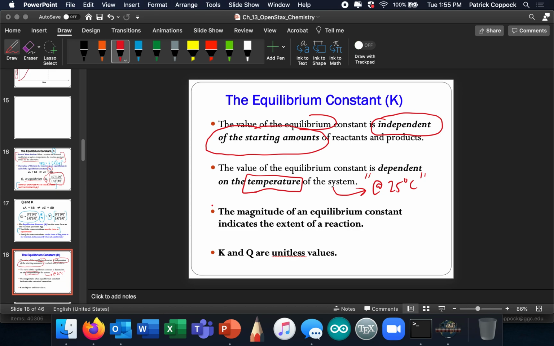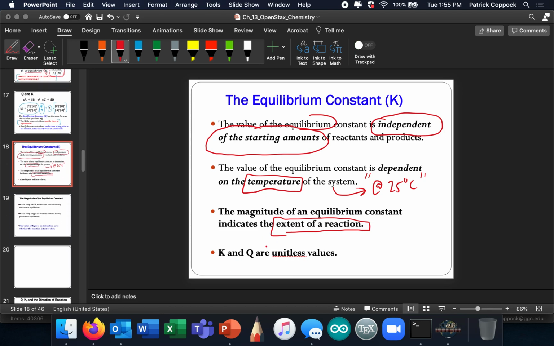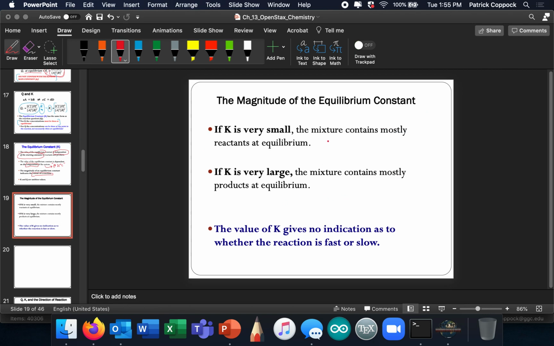The magnitude of an equilibrium constant indicates the extent of a reaction. It tells you how far a reaction has gone, or how many products there are for every reactant. K and Q are unitless values. We don't have units for those. Now, if K is very small, remember that K, a capital K, is the concentration of products over the concentration of reactants. If K is very small, that means the product is small compared to the reactants.